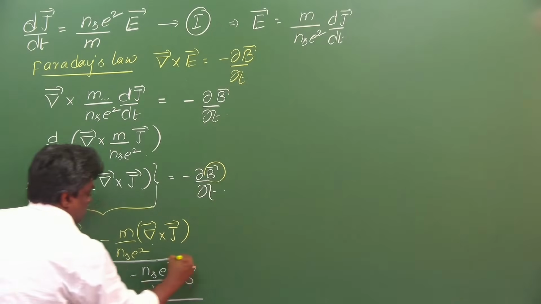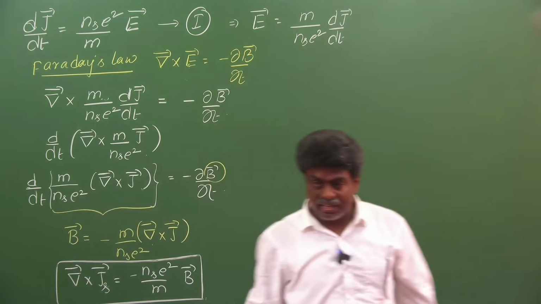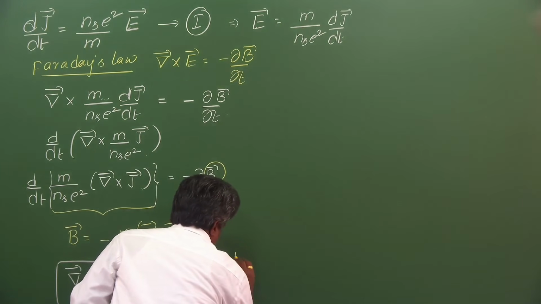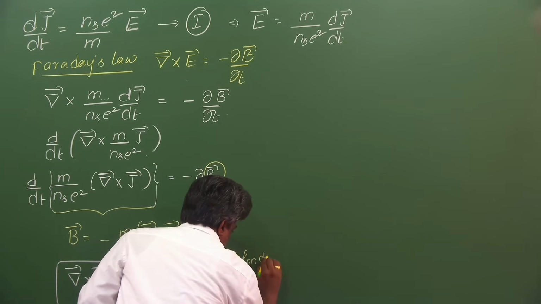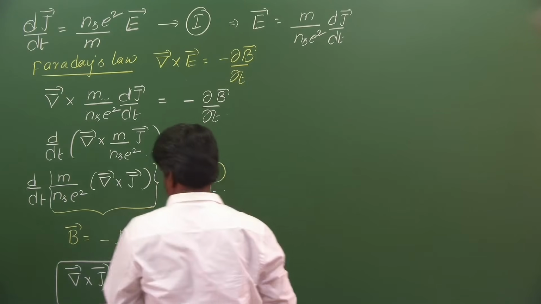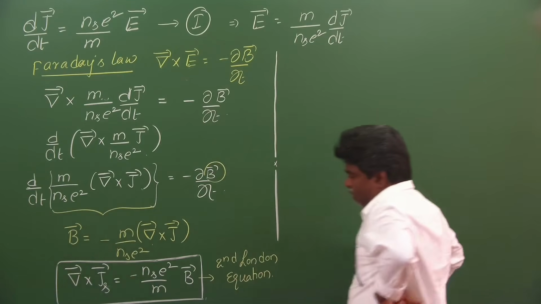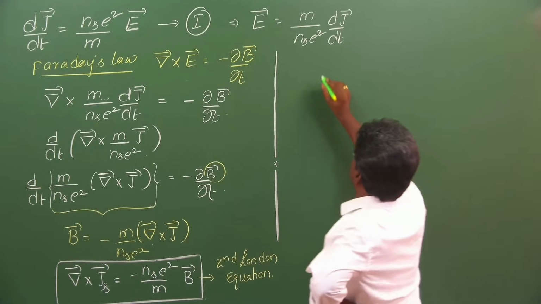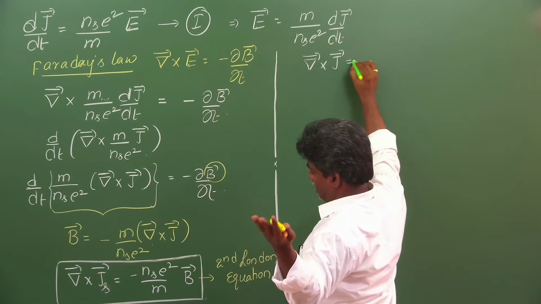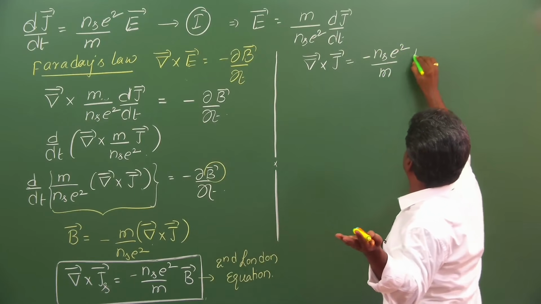That's it. I think this is called the second London equation. That's good. So what is the second London equation one more time? Del bar cross J bar equal to minus ns e square by m into B bar.